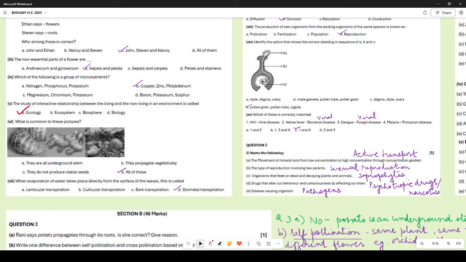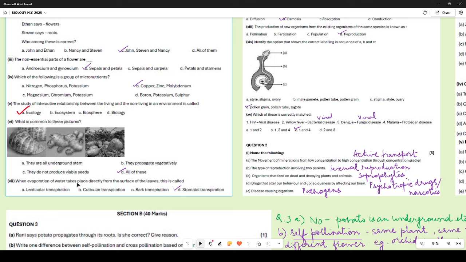What is common to these pictures? So you can see over here, these are all stem modifications. These all three pictures, they are all underground stems, correct? They propagate vegetatively, correct? They do not produce viable seeds, correct? So all of these will be the correct option.